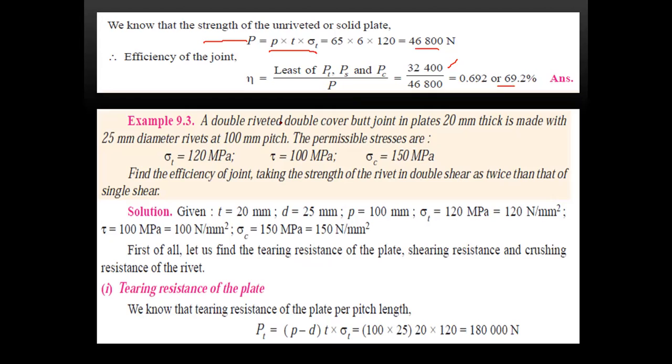Next, question 9.3. Now, a double riveted double cover butt joint in plates 20 mm thick is made with 25 mm diameter rivets at 100 mm pitch. The permissible stresses are given. Find the efficiency of the joint, taking the strength of the rivet in double shear as twice that of the single shear, that is, 2 times the shear.